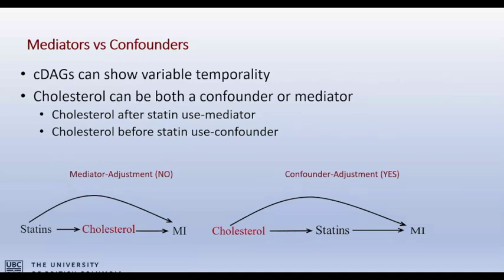Now, the question arises as to how you know whether a variable is a mediator or a confounder. Again, the causal diagram can show this by telling us about the temporality of the variable. So let's say you're looking at a trial of statins and heart attacks, and you're measuring cholesterol levels every month in that trial. Well, that would fit a mediator situation, because you're measuring cholesterol after statin use. And so you have a mediator, and again, if you're looking at the total effect of statins, cholesterol should not be adjusted for.